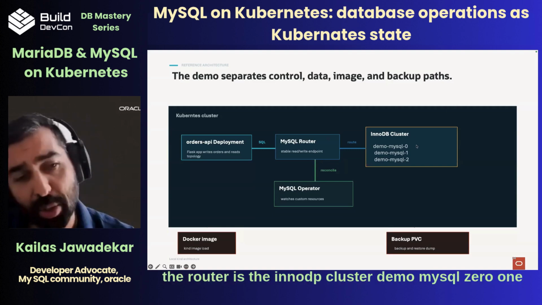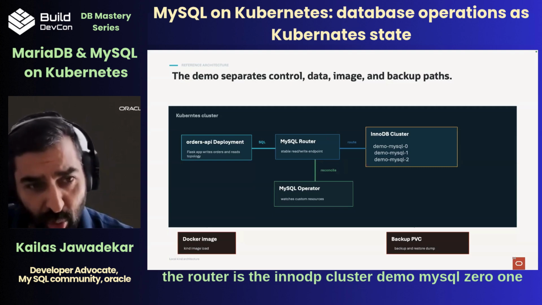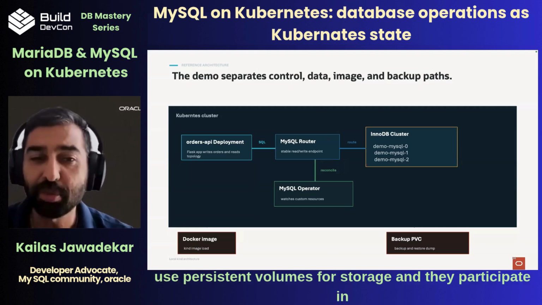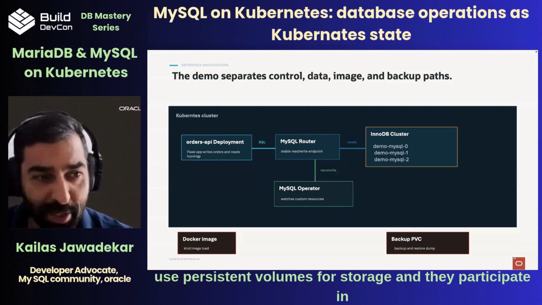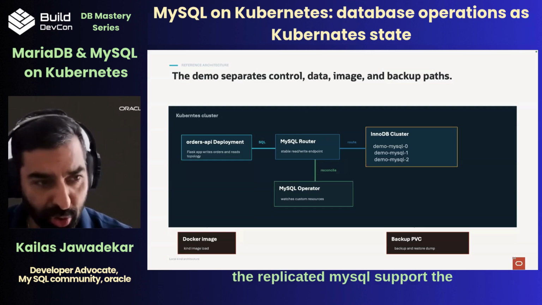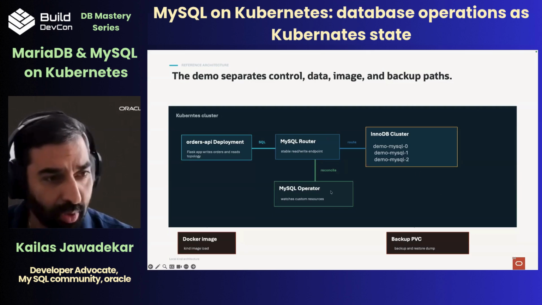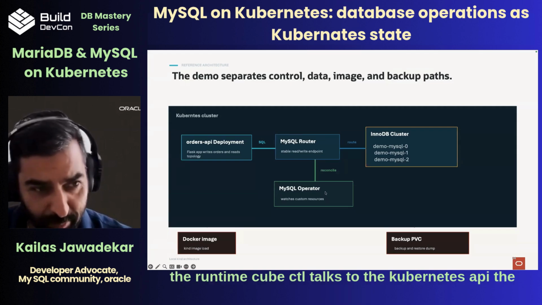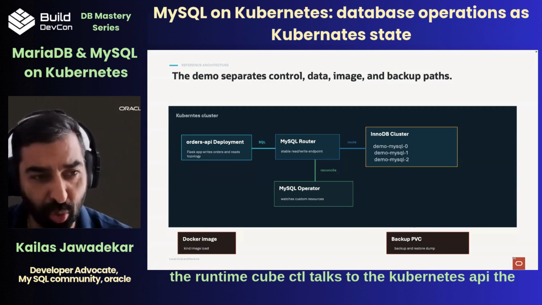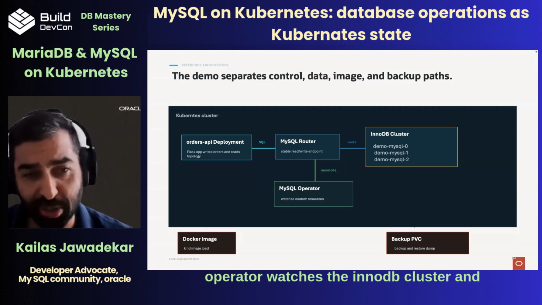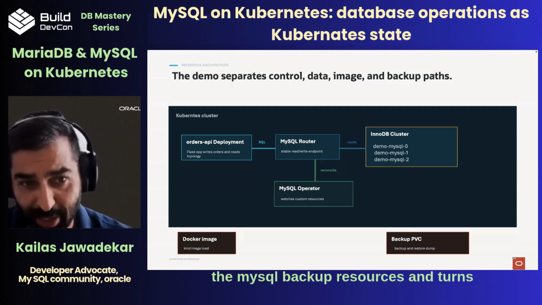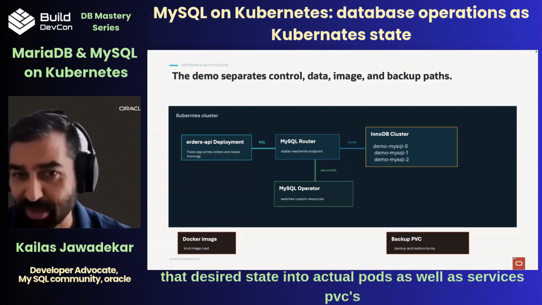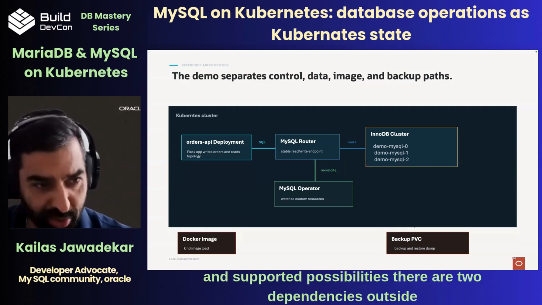Behind the router is the InnoDB cluster, demo-mysql-0, 1, and 2. These are the stateful MySQL instances. They use persistent volumes for storage, and they participate in the replicated MySQL topology. The MySQL operator watches the custom resources and reconciles the runtime. kubectl talks to the Kubernetes API. The operator watches the InnoDB cluster and the MySQL backup resources and turns that desired state into actual pods, as well as services, PVCs, and supporting configuration.